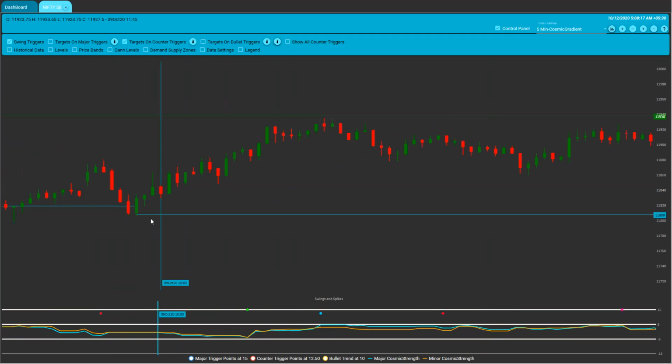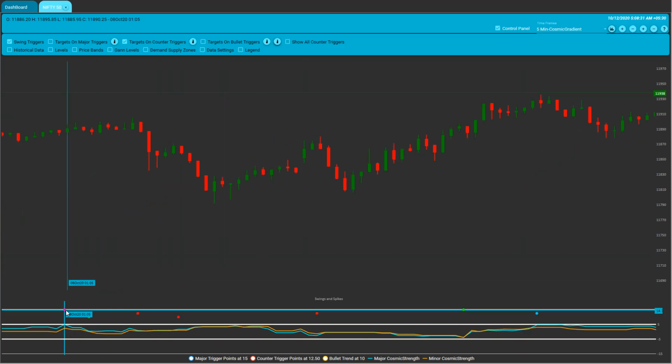So this is the way we have to plot these trigger lines, at least one before the first entry of the day, right? Means from this point.